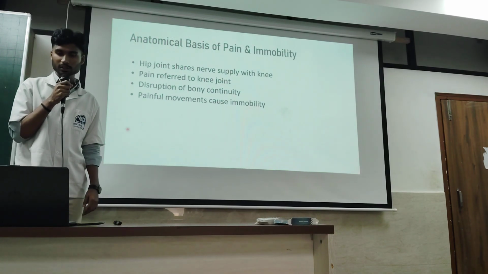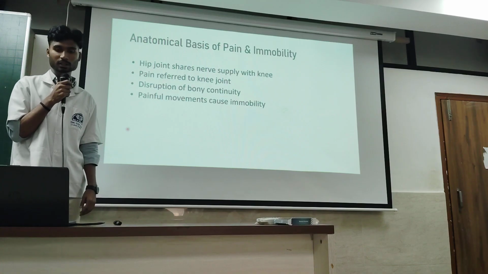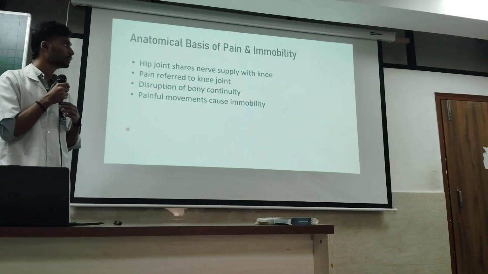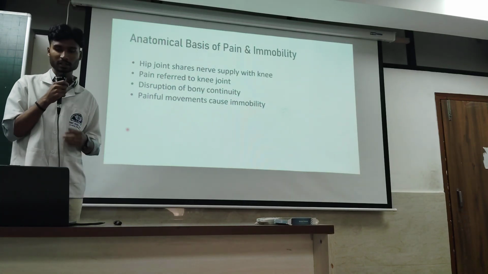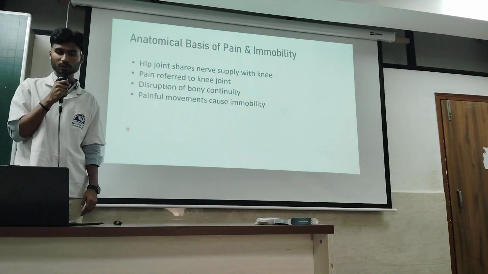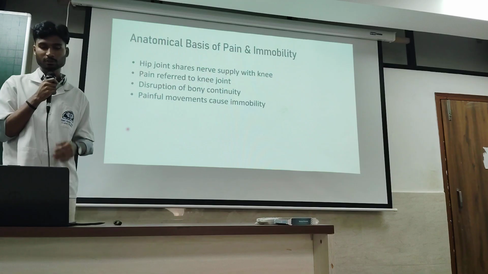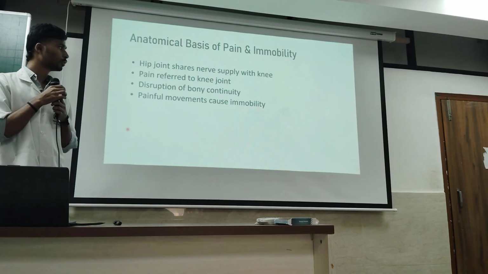Next is the anatomical basis of pain and immobility. The hip joint shares nerve supply with the knee, which are the femoral and obturator nerves, roots L2 to L4, which causes pain referred to the knee joint. Disruption of bony continuity causes painful movements plus immobility.